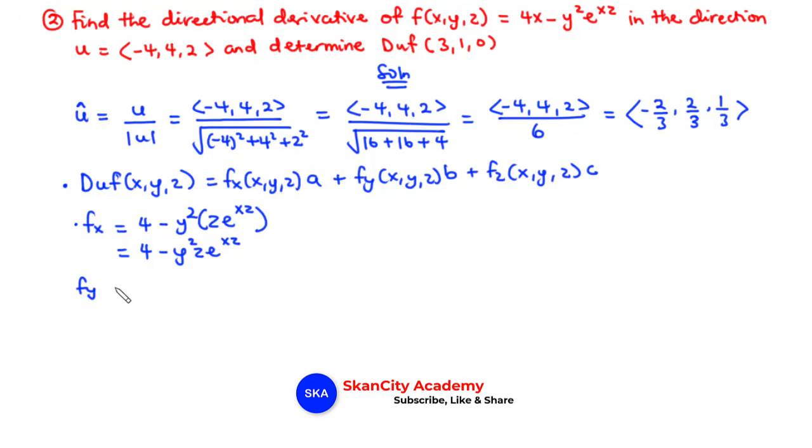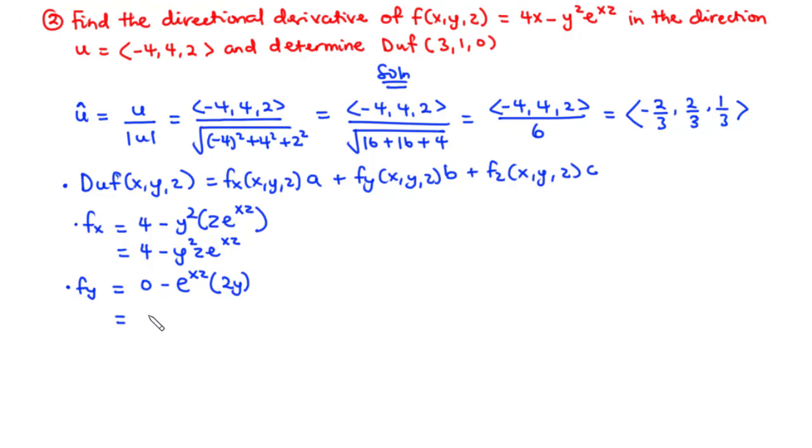Now for fy, we differentiate with respect to y, x and z are constant. So we differentiate this, that is the constant, we have 0 minus e to the power xz is constant. We differentiate y squared, we have 2y, and thus we have fy equals negative 2y e to the power xz.